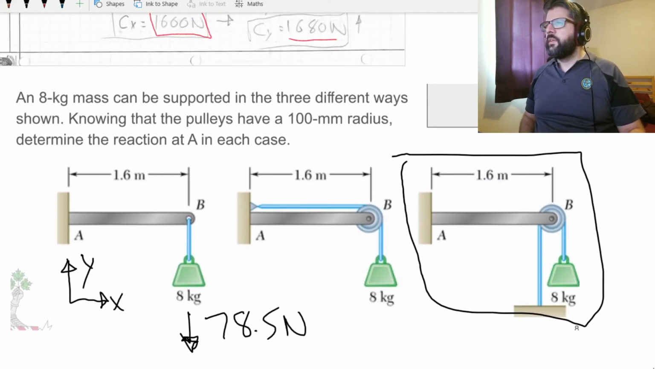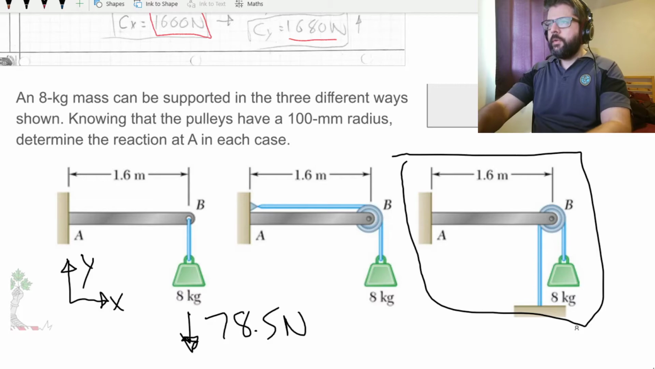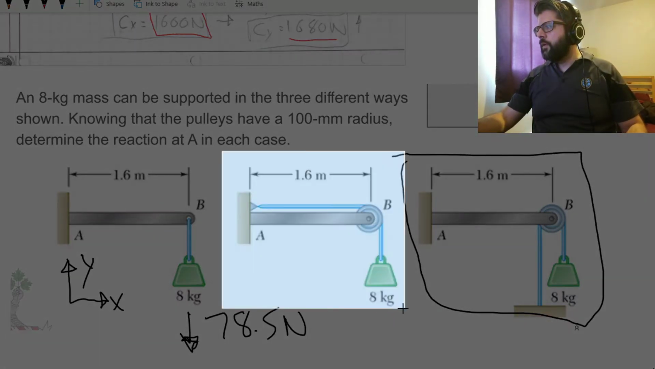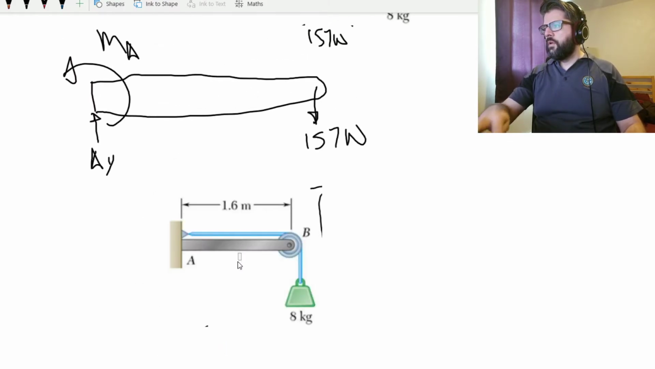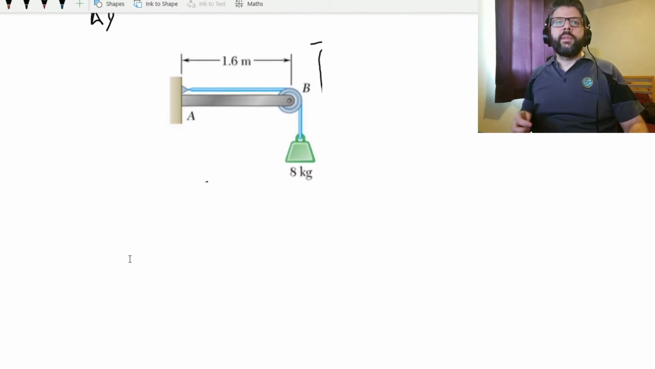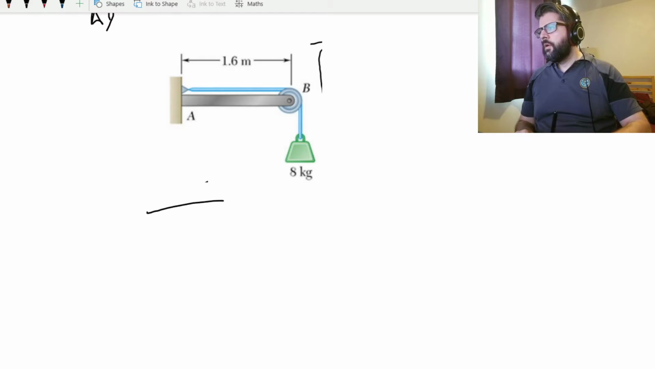Next, let's move on to this one here. Now, what I'd like to do, okay, so we've got this one here, which means that when we draw our free body diagram, we've got a rod, we've got the pulley.